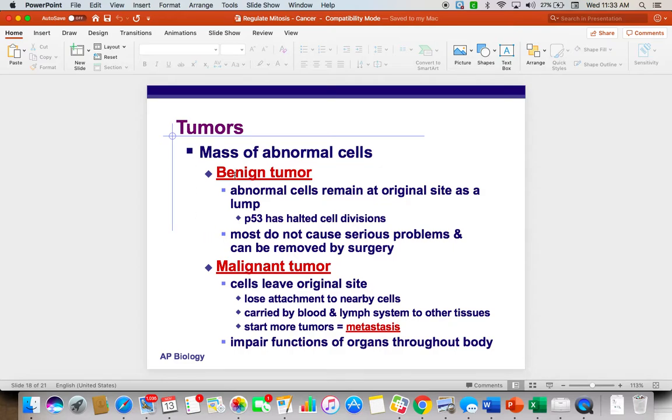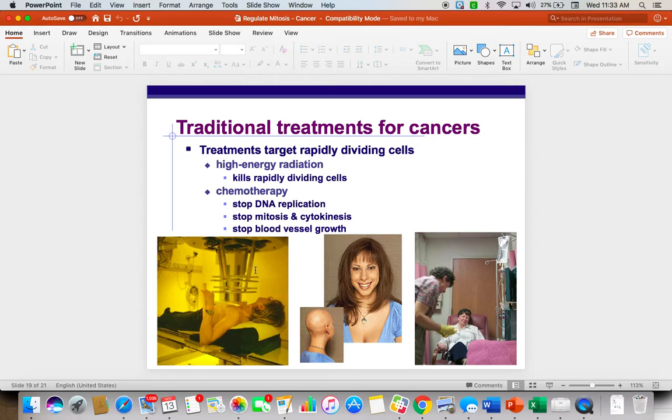So if a doctor removes something from somebody, they'll send it off to be tested. And if the results say it's benign, that's good. They don't have cancer. If it's malignant, they do. So then they have to take other steps. They're going to probably remove the tumor, try to cut it out. They may try to reduce the size of it with radiation. Okay, so all those things are used to help battle cancer.